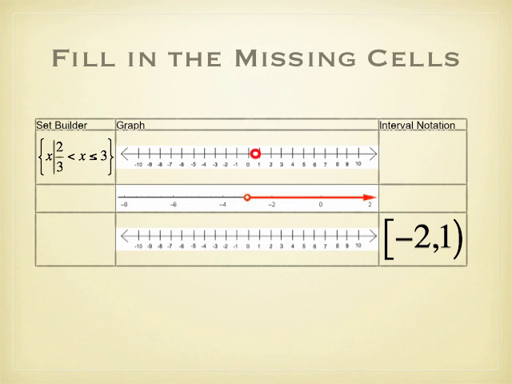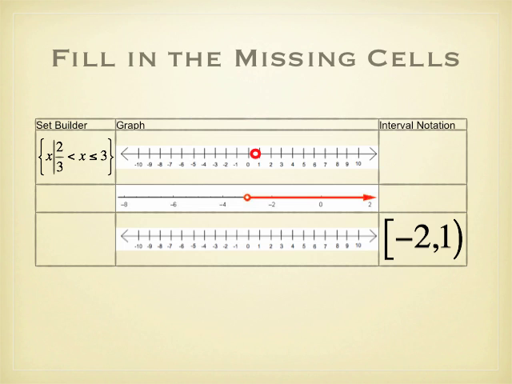Okay, for this last part, I just want you to fill in. I've given you one thing in Set Builder, and you have to find the graph and the interval notation. When I give you the graph, you have to find the other 2, and when I give you the interval notation, you have to find the other 2. So go ahead and pause this video and make sure you can fill those in, and then come back.